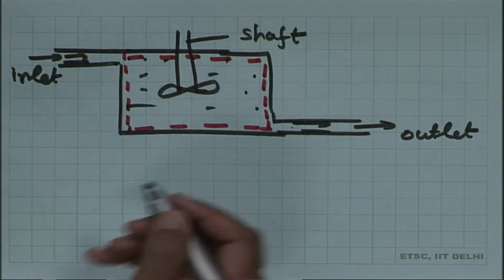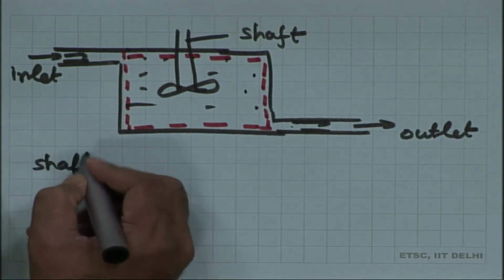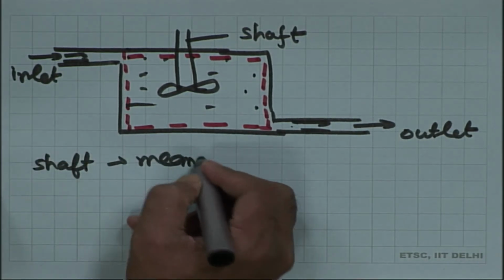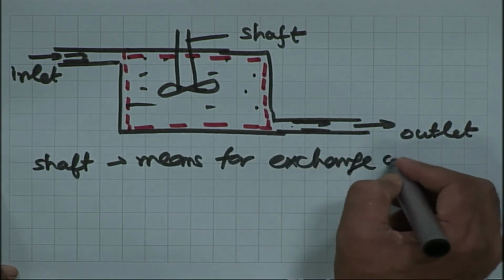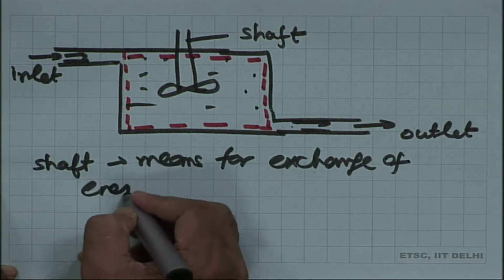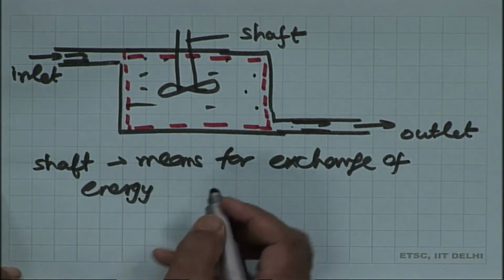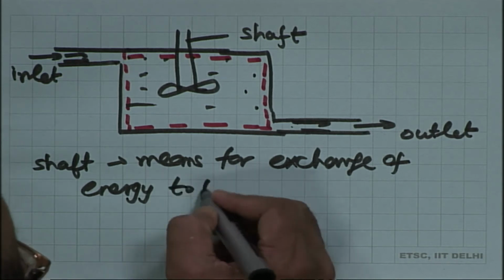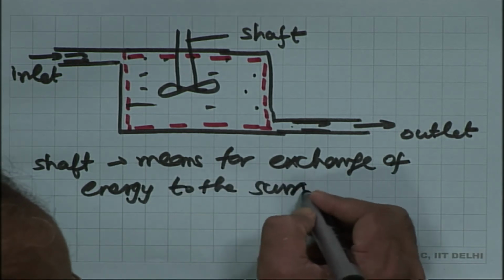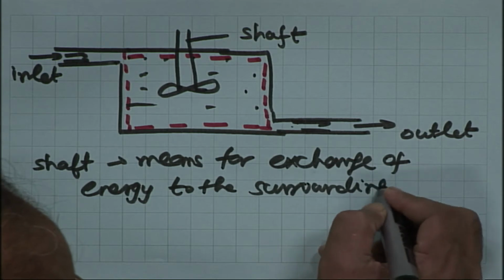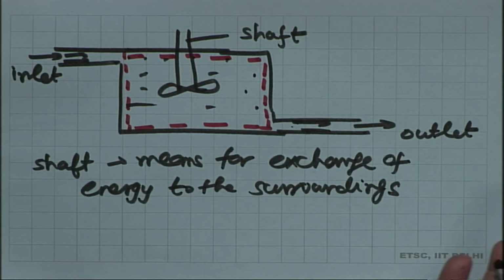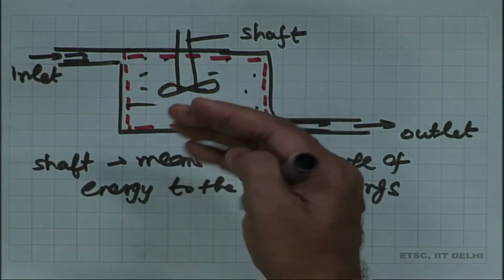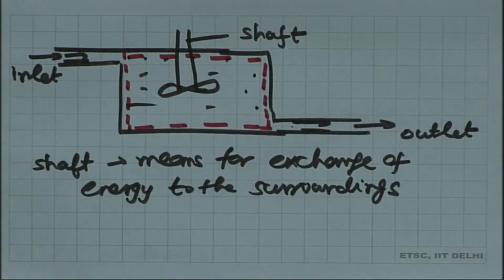Now, what this shaft does is, shaft is the means for exchange of energy to the surroundings. So, this is the system, everything outside is the surrounding, and through the shaft energy is exchanged or work is being done on the surroundings.